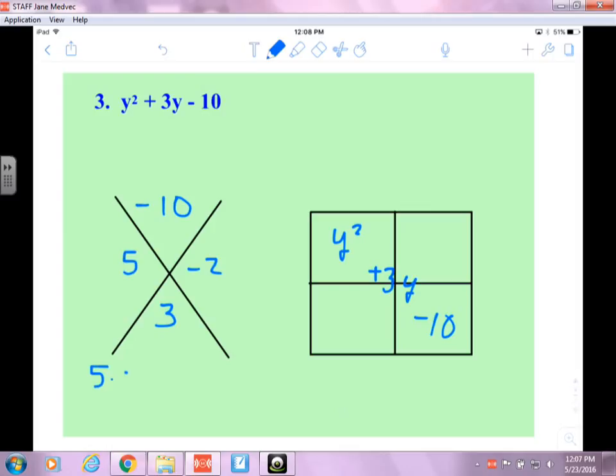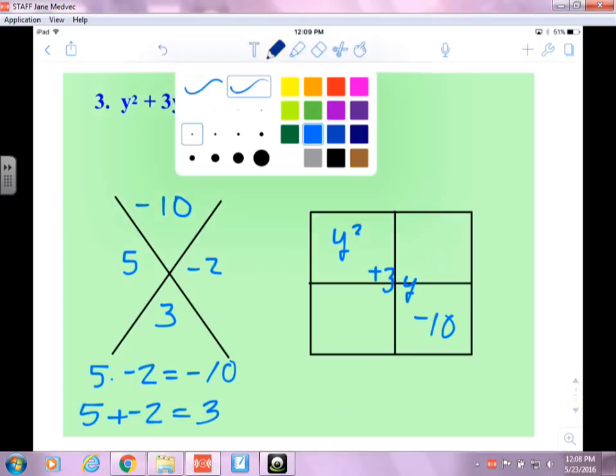So 5 times negative 2 gives me negative 10, and 5 plus negative 2 gives me 3, so that works, doesn't it? Okay, so I know that's good. Make sure you show your work, because you'll notice how it felt pretty good, but then when you did the work, you found out your signs were wrong. That's okay. There are other ways to do this. This is the best and tends to be the easiest for kids to get.